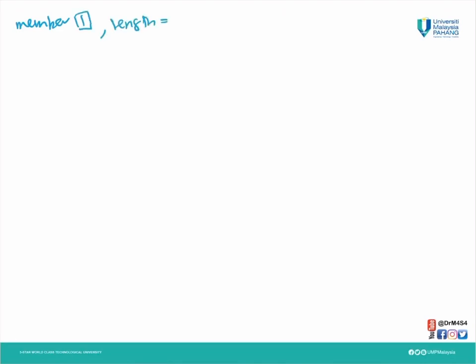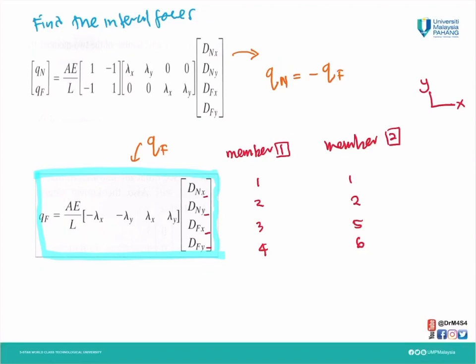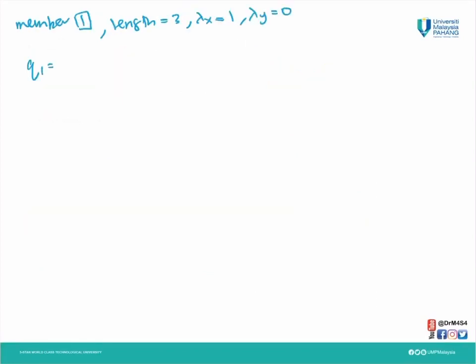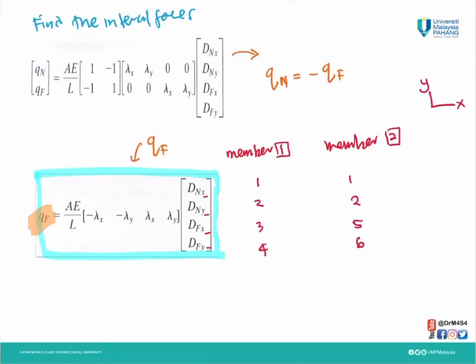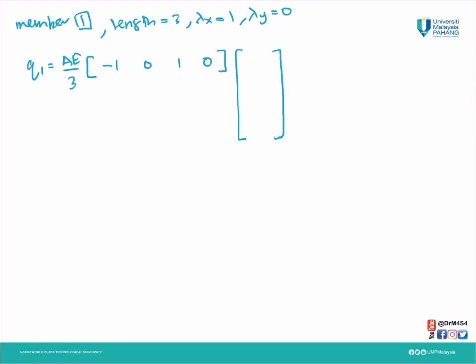For member 1, length is 3 meter, lambda X is 1, lambda Y is 0. So by using the formula for QF, Q1 equal to AE divided by 3, negative 1, 0, 1, 0 times D1, D2, D3, and D4. D1 is 4.505. D2 is negative 19.003. D3 is 0. D4 is 0.